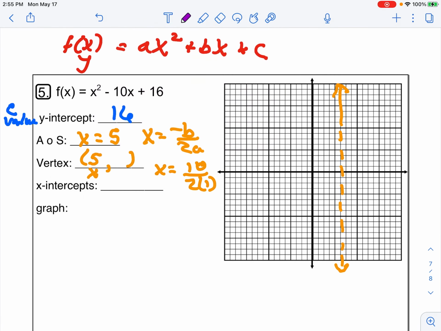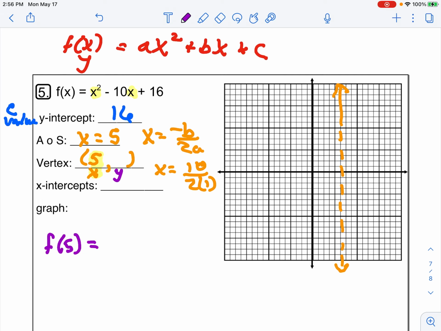So now what I need to do is find the y value for my vertex. I find the y value for the vertex the same way I did for graphing the last one. I take the value of x and plug it in for x in the equation to find the y value when x equals 5. So that would look like this.